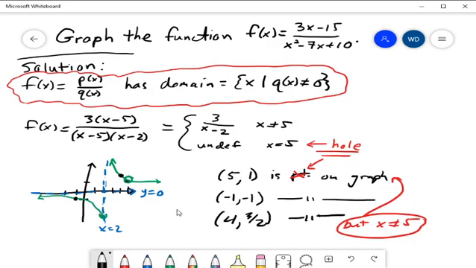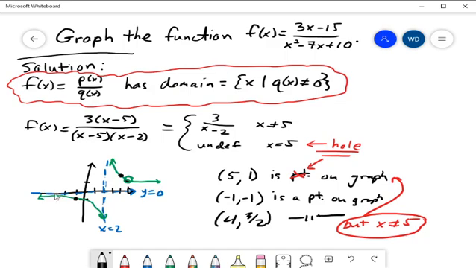So the thing that people forget usually is to place the hole in the graph. So don't do that. And make sure that this is actually correct. So I hope that helps.